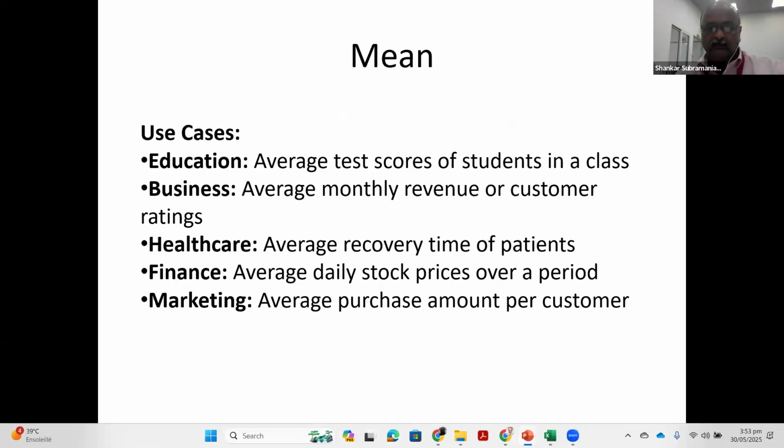Then looking at the use cases of the mean: in education, for example, the average test scores of students in the class. In business, average monthly revenue or customer rating. In healthcare, average recovery time of patients, because you can infer something about this data. It doesn't say everything, but there is some descriptive angle to it. In finance, average daily stock prices over a period. In marketing, average purchase amount per customer. These are some of the areas where you typically use a mean.